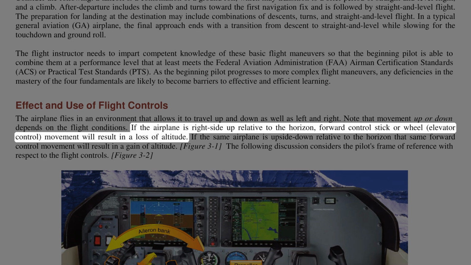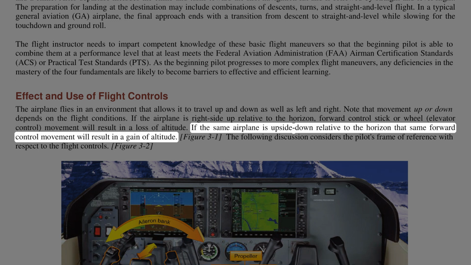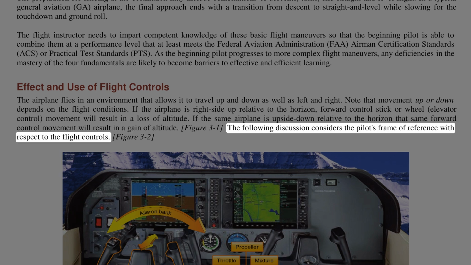If the airplane is right side up relative to the horizon, forward control stick or wheel, elevator control, movement will result in a loss of altitude. If the same airplane is upside down relative to the horizon, that same forward control movement will result in a gain of altitude. The following discussion considers the pilot's frame of reference with respect to the flight controls.